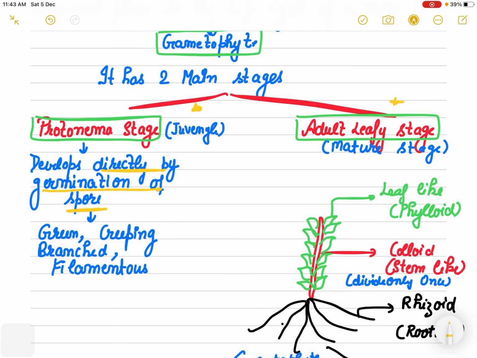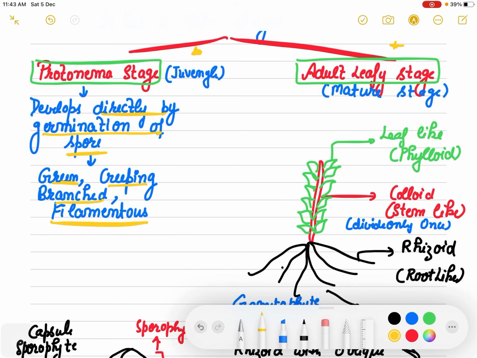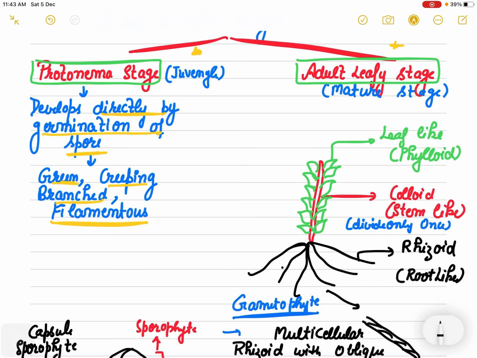So how does it look? The mosses are very green structures, a green creeping, branched, filamentous structure. In the mature stage, which kind of body are we going to observe? As you can see, there are rhizoids, the root-like structures.